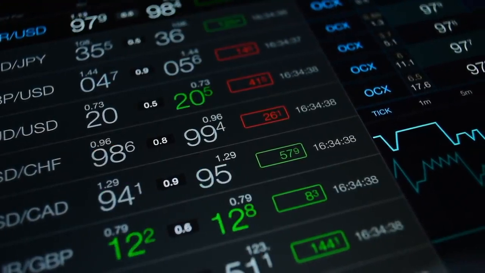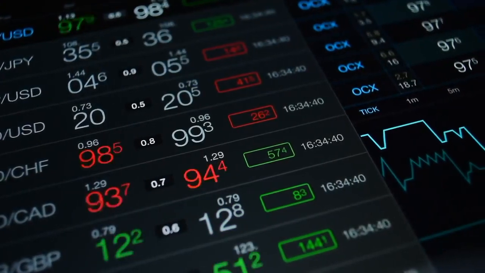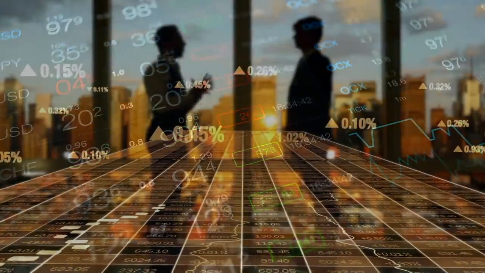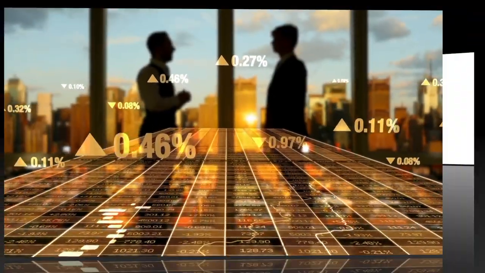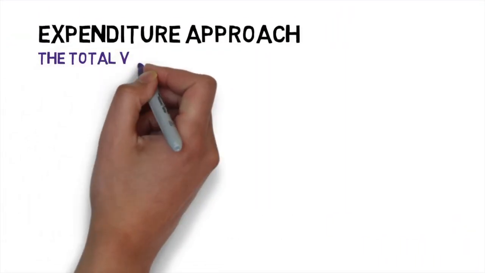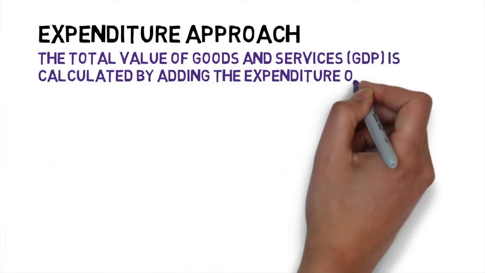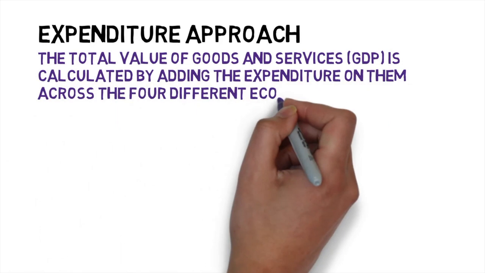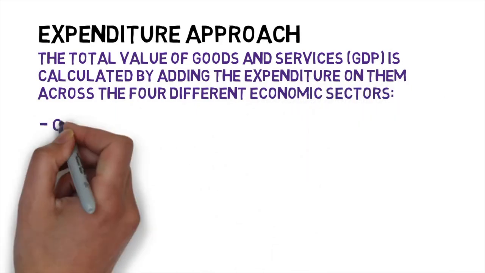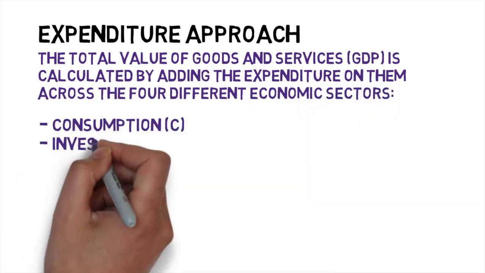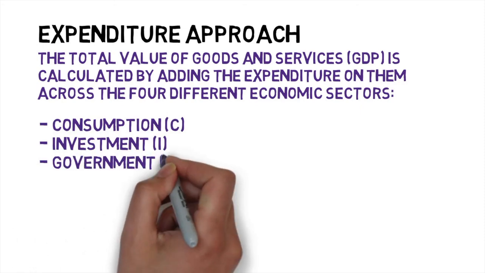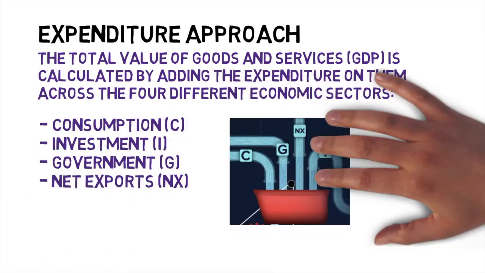GDP can be calculated in two ways, which are the expenditure approach and the income approach. Methods of measuring national income. First, the expenditure approach. The total value of goods and services, GDP, is calculated by adding the expenditure on them across the four different economic sectors, which are consumption, investment, government, and net exports.